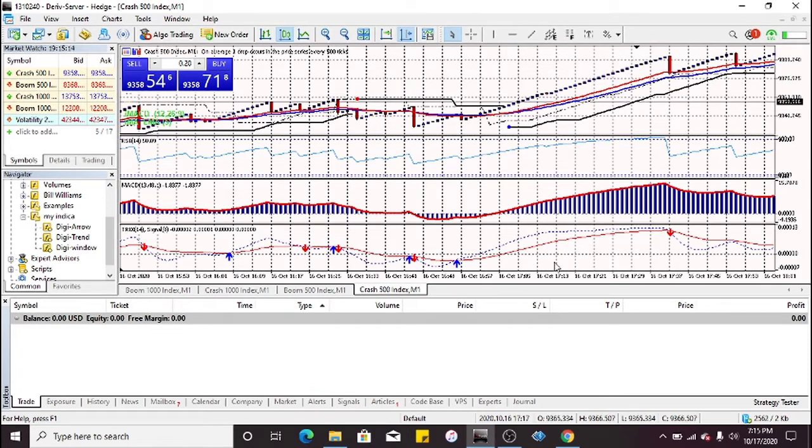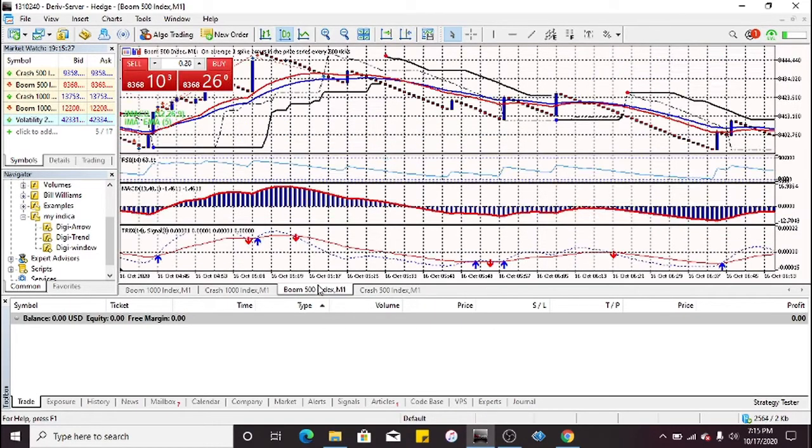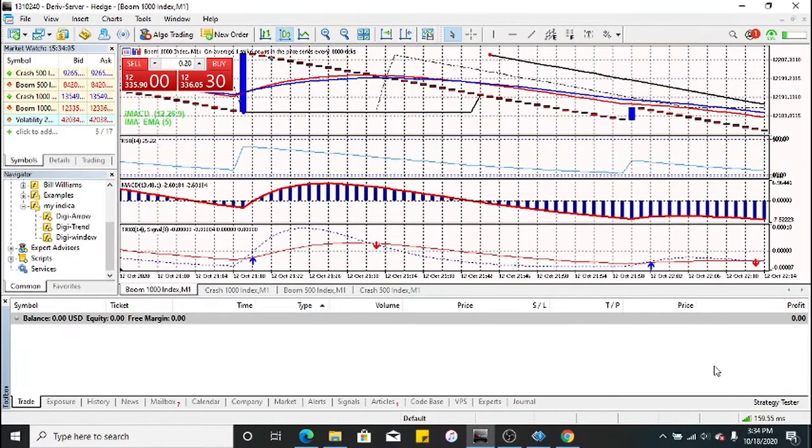So what we're going to do is see examples of how this particular indicator works. Let's see some examples on the Boom 1000 and the Crash 1000, and then we will check it out on the Boom 500 and the Crash 500.